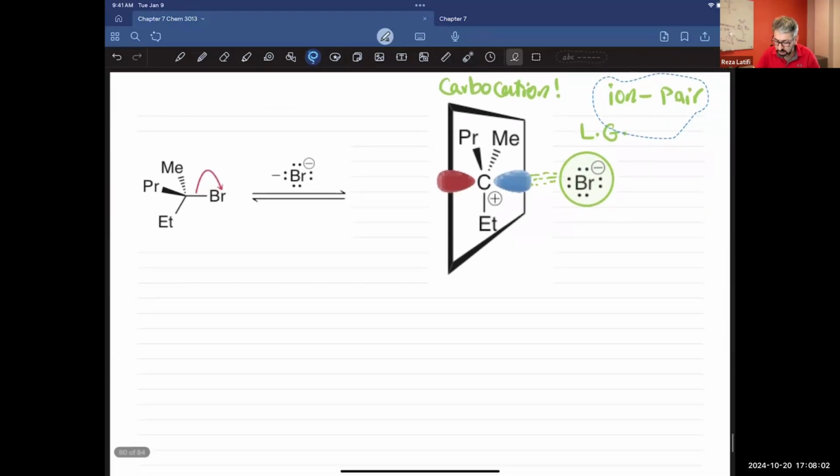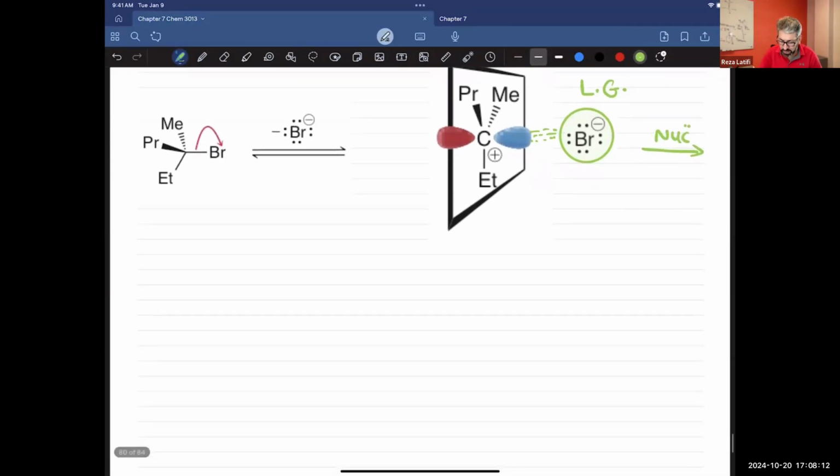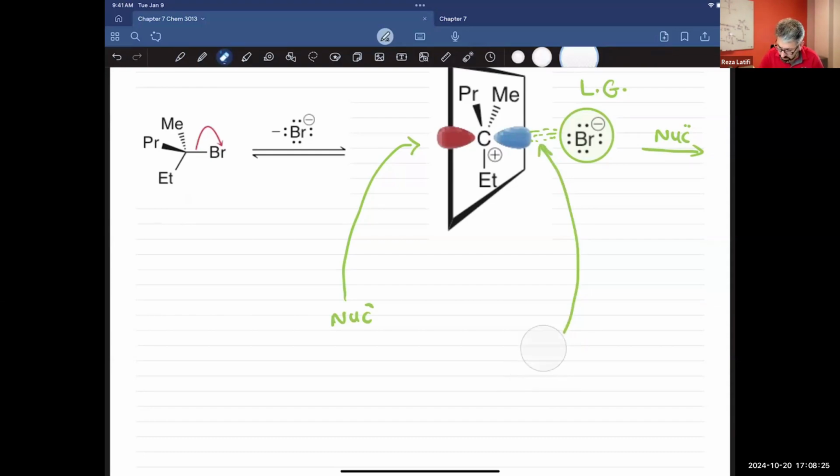Now introduce the nucleophile. The next step, we're supposed to add the nucleophile. And the question is, which side is more accessible? The nucleophile can reach from this side, or it can reach from the other side. So I draw the nucleophile again, and let's call this one 1 and this one 2. If we reach it from the left side, from number 1, we will have inversion.